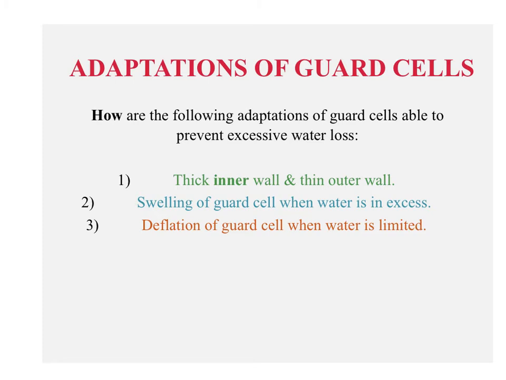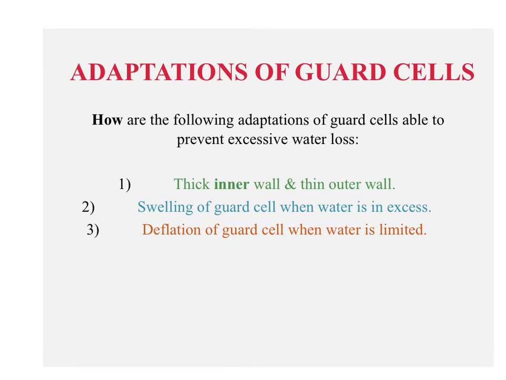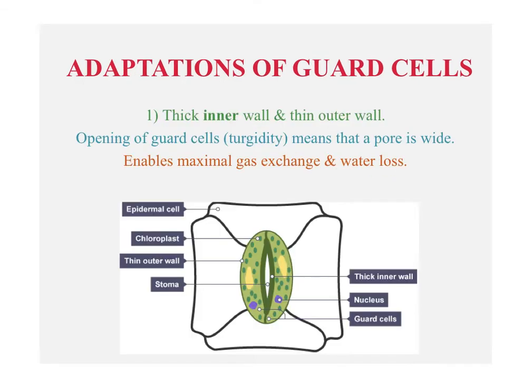Now we're going to take a look at the adaptations of guard cells. We're going to go through these in turn. We're going to have a look at how each of these adaptations is beneficial to prevent excessive water loss. Because remember, that's what we're looking at today. We're looking at gas exchange and then minimising water loss in plants and other organisms.